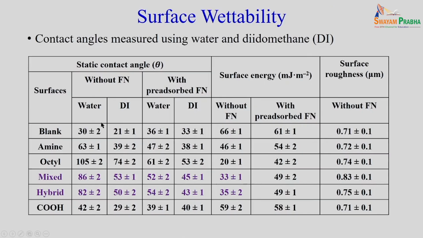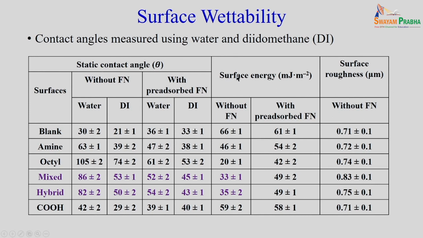So, this is the surface wettability and surface energy of the modified surface. For the blank, or the hydrolyzed or clean surface, the contact angle was 30, so it was found to be hydrophilic, and for amine 63, octyl 105. For the mixed SAM, it is in between amine and octyl, 86. The hybrid, as expected, has both hydrophilic and hydrophobic moieties, so it also has a moderate wettability, 82 degrees, and COOH again is a hydrophilic surface.